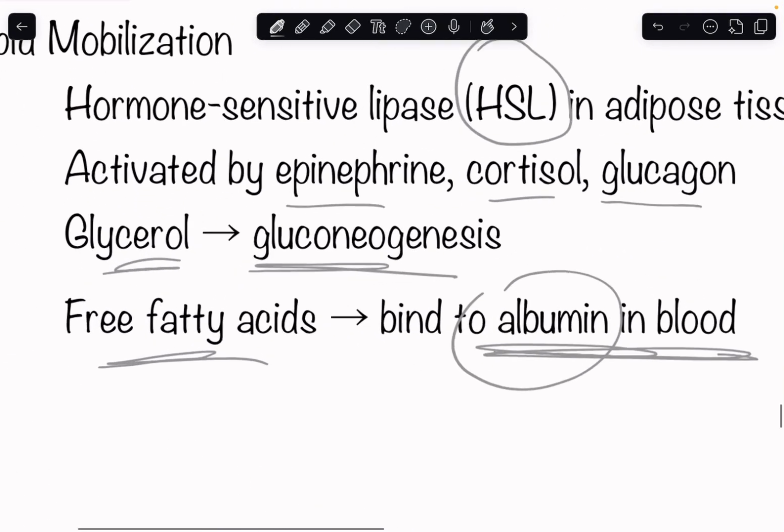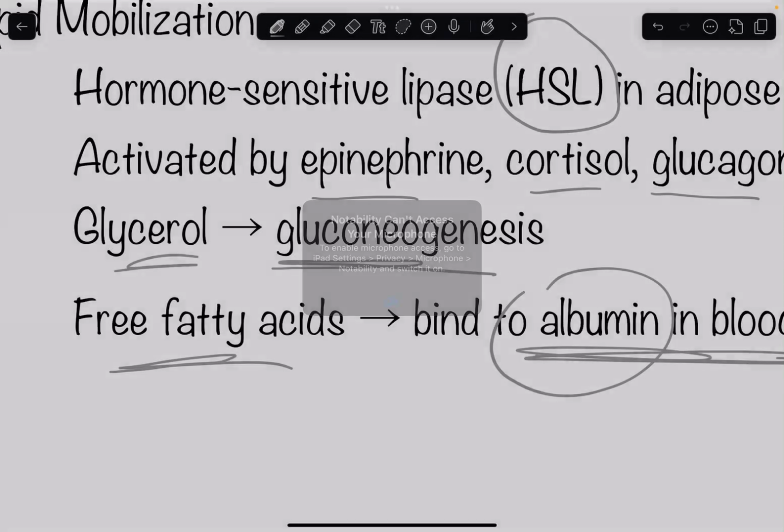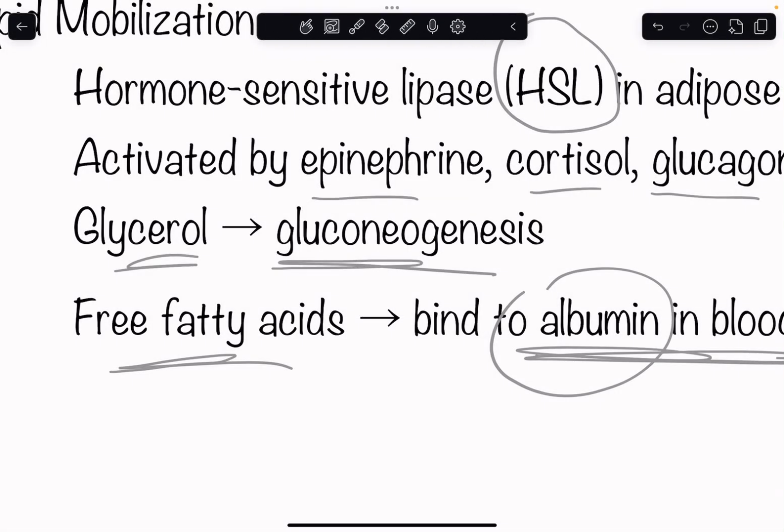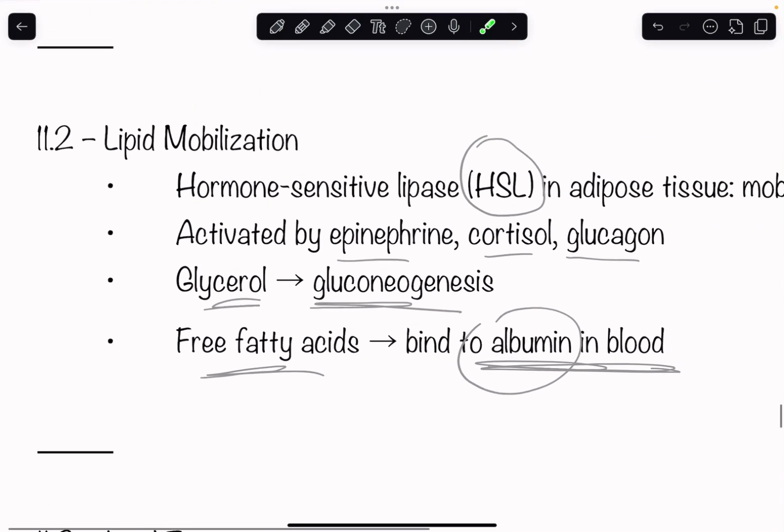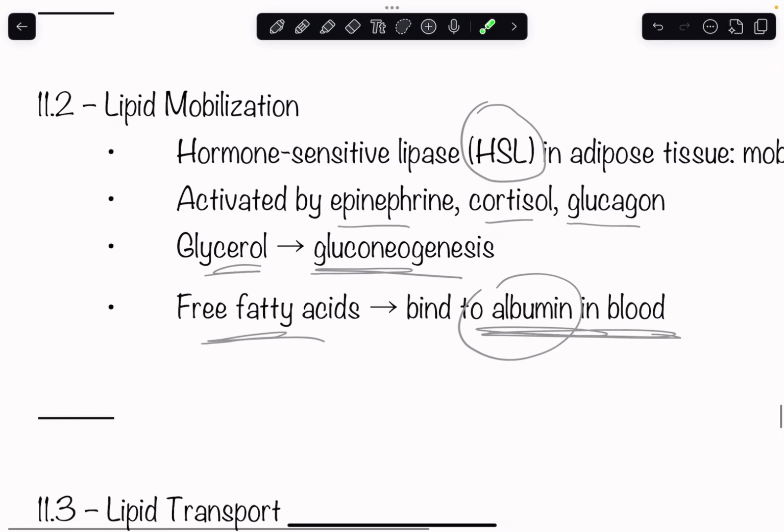I'm going to touch on this again. When you make glycerol, your glycerol can then be used for gluconeogenesis. We can use that to make more glucose. Again, this is why we say fats are like a storage. When we break down fats, we can then make more glucose.